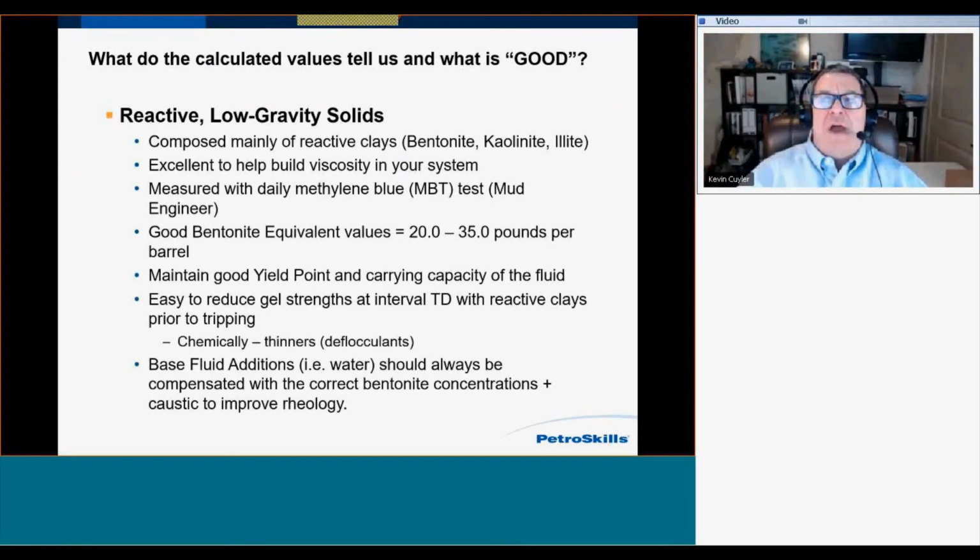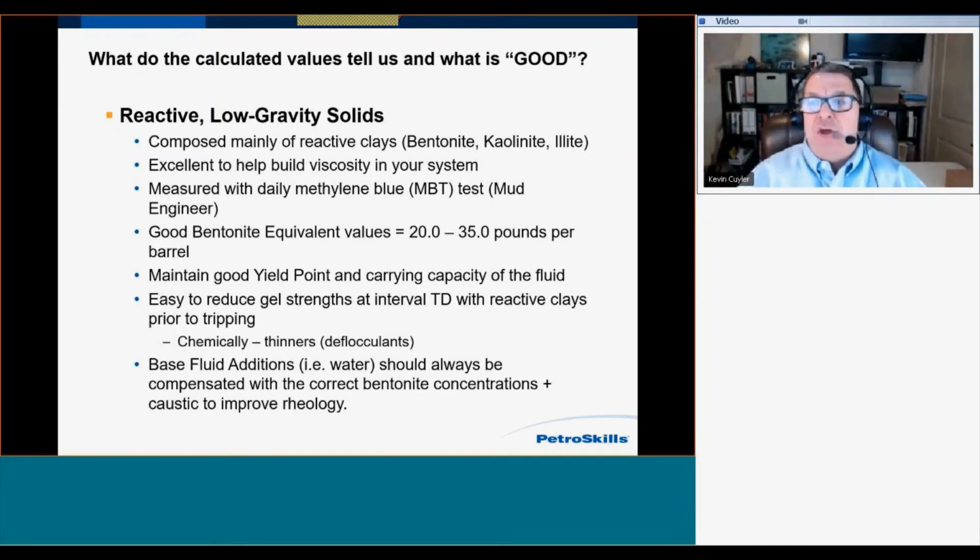On the reactive low-gravity solids, remember, these are the good ones. These are your bentonite, your kaolinite, your illite clays, any of them that are reactive. They help us build viscosity in the system. We measure it with the methylene blue test. The mud engineer should be able to provide you with the methylene blue test that could show you the little halo that's out there. Always ask about it. I always like to run my mud system somewhere between 20 and 30 pounds per barrel of bentonite. I'll go higher than that depending upon the type of filter cake I'm going to run, and then I'll back off a little bit as we get closer to total depth and we start to run our casing strings.